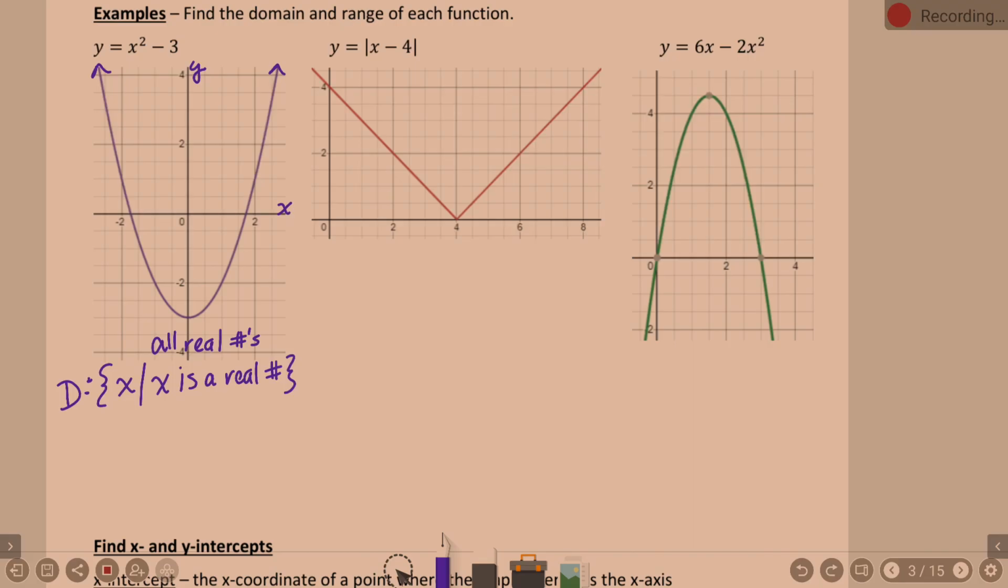So, okay, you could say all real numbers. You could say x such that x is a real number. Those would be ways we can write an inequality. So those are your inequality ways.